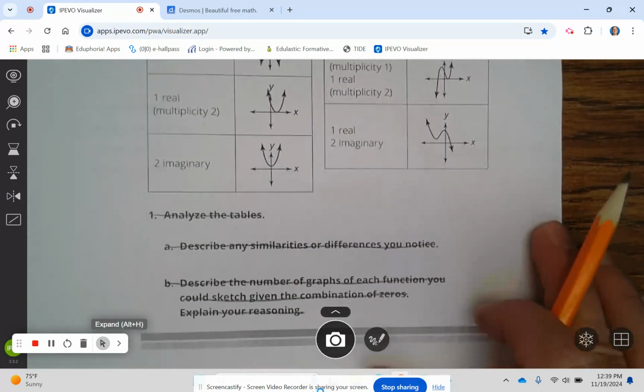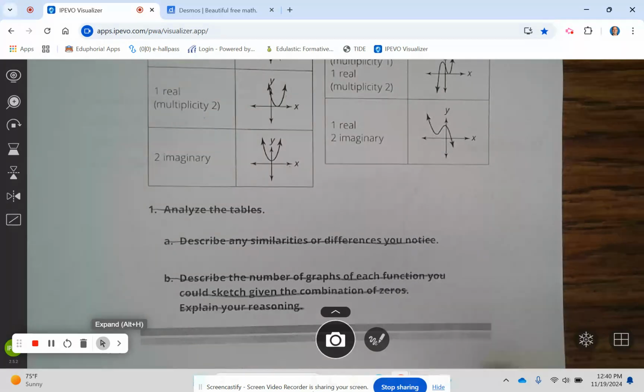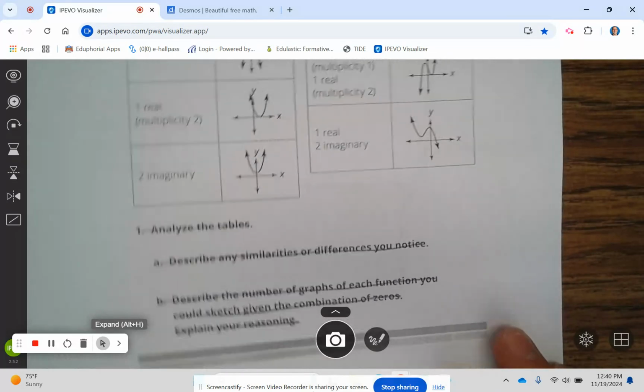All right. Go ahead and mark out 1A and B. Let's take a look at the next page.